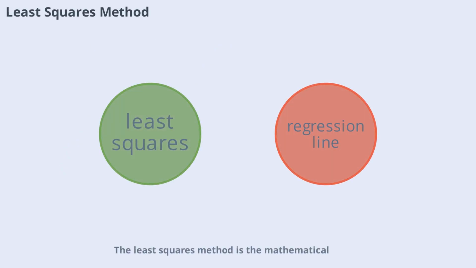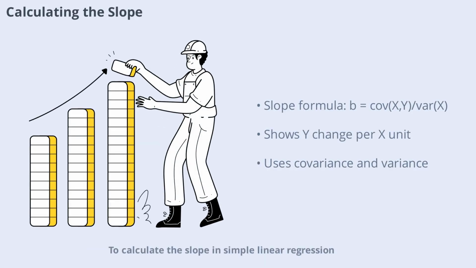The least squares method is the mathematical approach used to find the best fitting regression line. It works by minimizing the sum of the squared differences between the observed values and the values predicted by the line. This ensures that the overall error is as small as possible. The least squares method is widely used because it's straightforward and provides reliable results, making it the standard technique for fitting linear models.